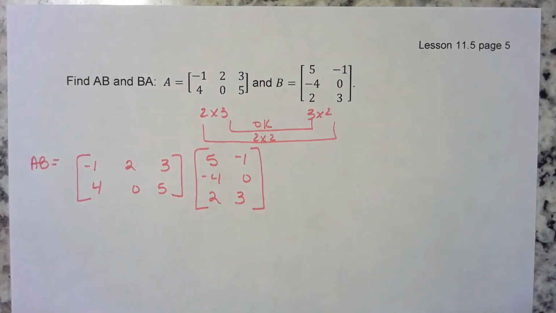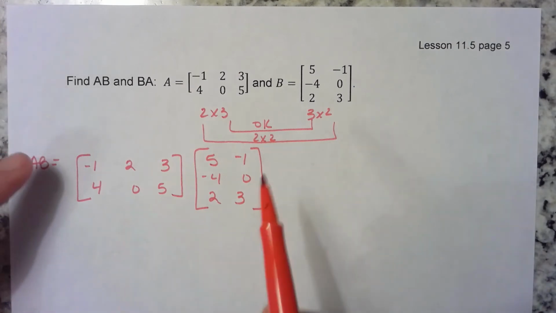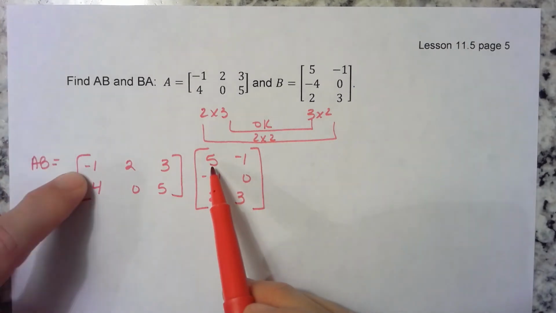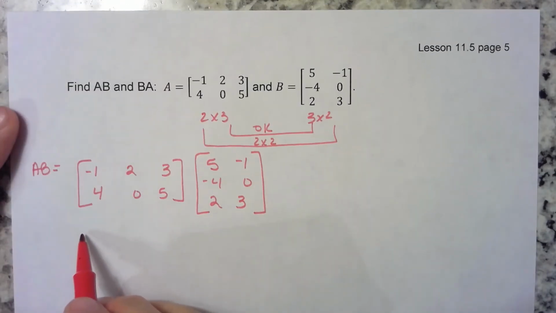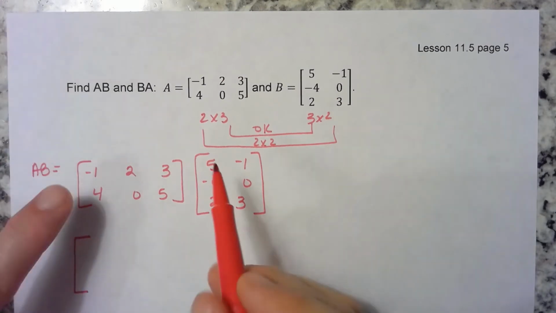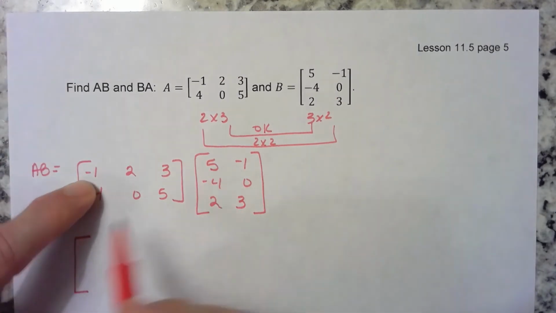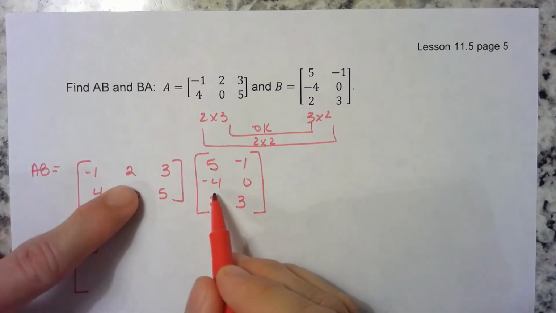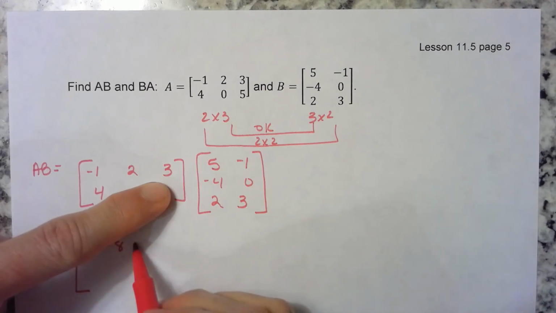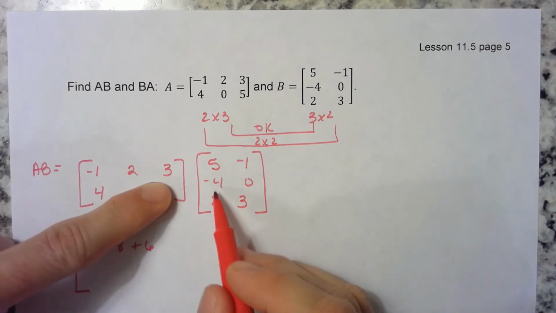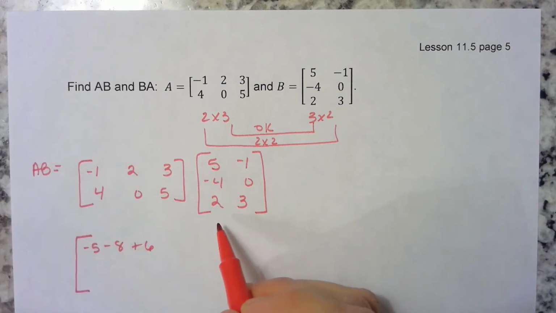So this time I'm going to leave out that step that I said you could leave out. We're going to multiply, multiply, multiply. So the multiplication part I'm going to do in my head. We're going to end up with a 2 by 2, so I kind of know how big to draw my matrix. So that's negative 5 minus 8 plus 6. So I'm still multiplying these. I'm just doing the multiplication part in my head.